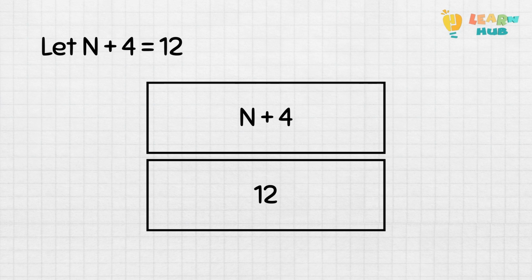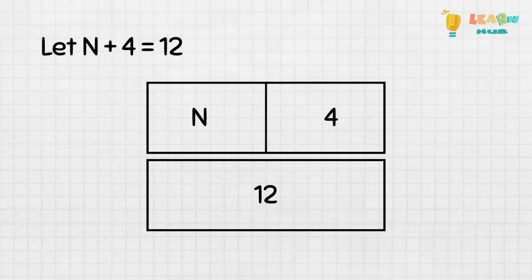Let us focus on the top part of the bar, n plus 4. Since it has two terms, we cut it into two parts. Note that the exact length of the bar will not be necessary to solve this equation. So, we can cut it like this. A portion for n and a portion for 4.